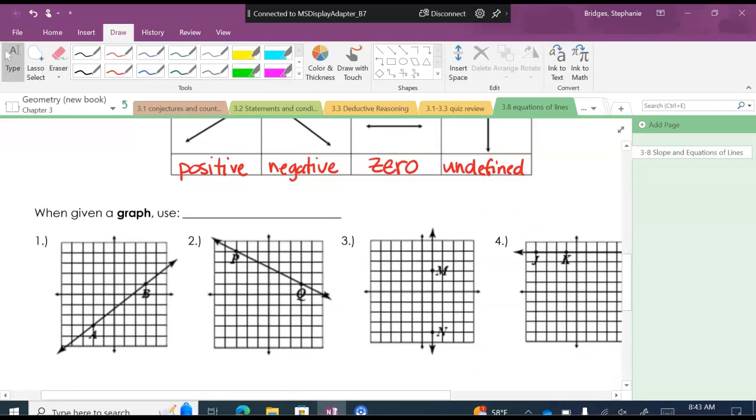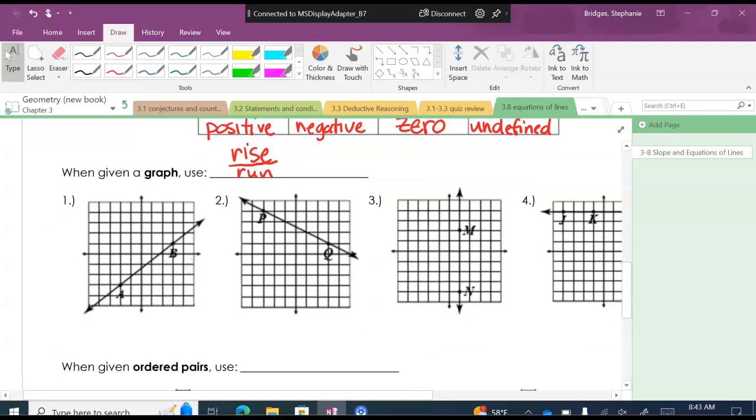And then we're going to talk about how do we find the slope when we're given a picture. Okay, when we're given a picture, we're going to just use the words rise over run, and we're going to count it from one point to the other. Do you see where they have the points A and B on your pictures? All right, so let's start with point A here in this first picture. Rise is how much I go up or down.